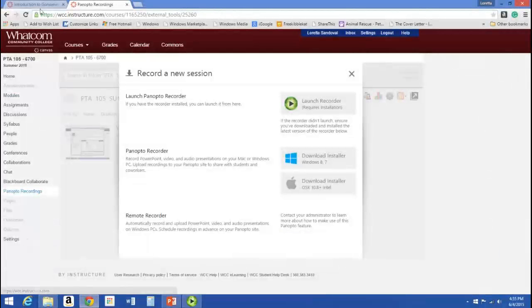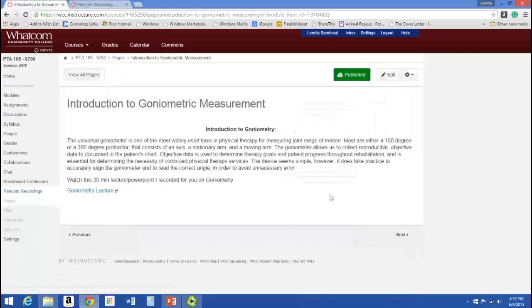So with the universal goniometer, the idea is we want to be able to collect reproducible objective data to document in the patient's chart. So we're going to use that objective data, the PT will determine the therapy goals. We're going to use the measurements to determine patient progress throughout rehabilitation. And we're maybe trying to decide, does this person need to keep coming to physical therapy?